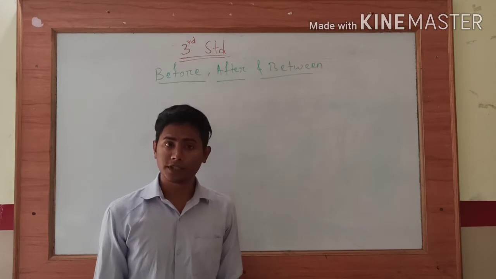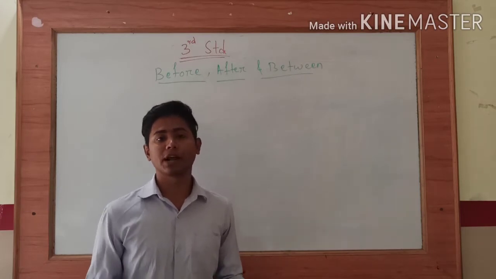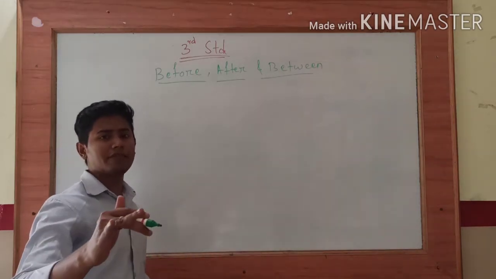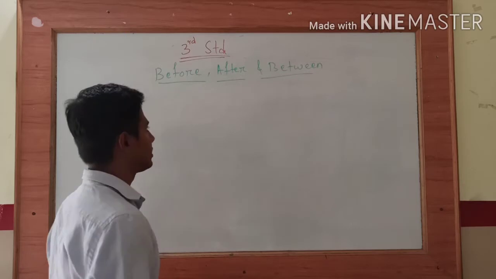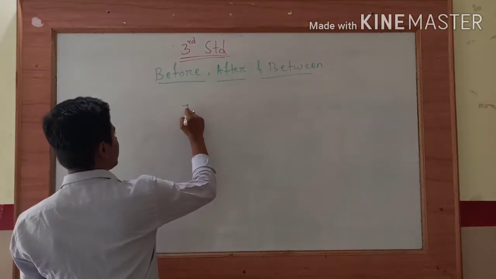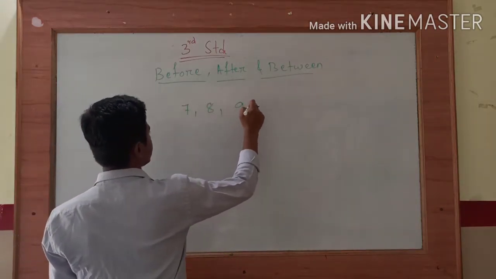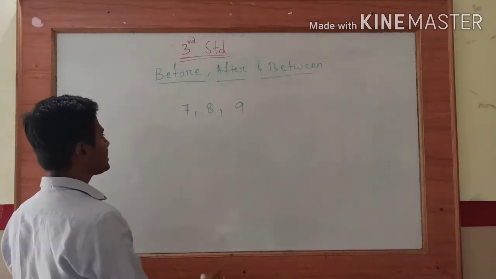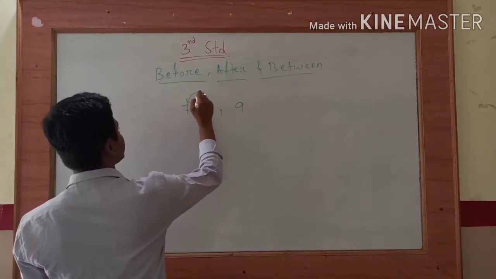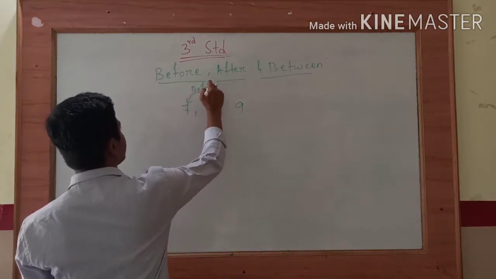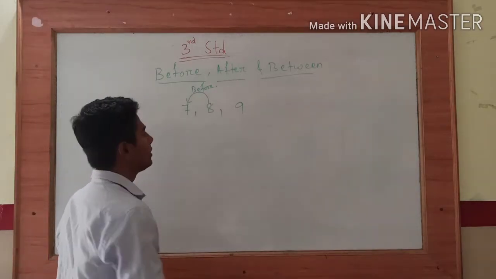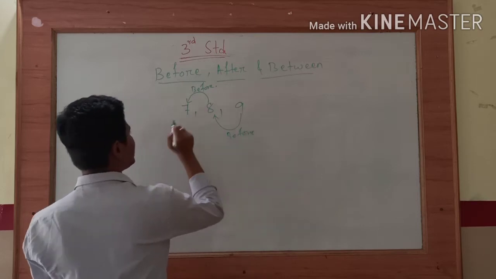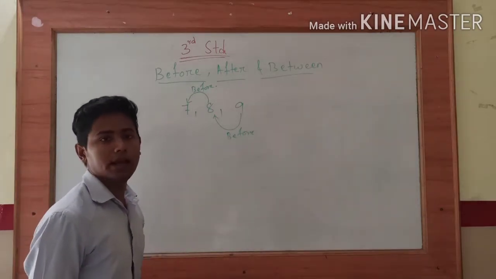In case of numbers, how can you find before, after and between? So first take one example. You just start from one digit numbers. If I write 7, 8, 9, these three numbers I write here. So you can say 7 is before 8, and 8 is before 9. So these are called before numbers.